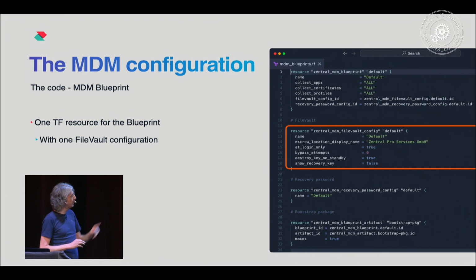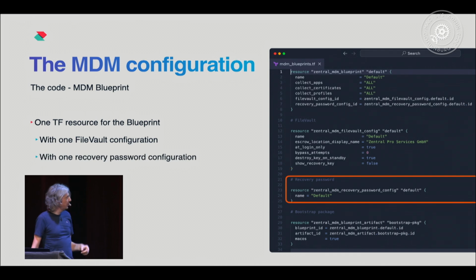So here you have the classic thing where we force it at login without bypass attempts. We want to destroy the key on standby, and we don't want to show the recovery key to our client. And on macOS 14, we are going to try to enable it during Setup Assistant if possible. The recovery password here is a classic one. When you use default values, you just have to name it, and that's it.